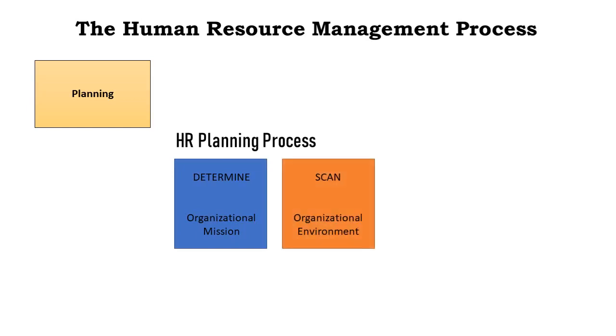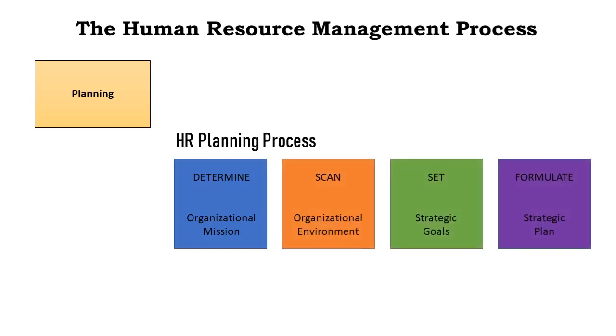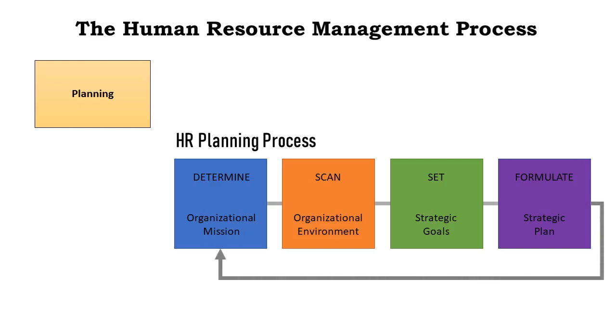So the HR planning process would basically involve the following. First is to determine the organizational mission. Then we scan the organizational environment. Then we set the strategic goals and then formulate the strategic plan. And then we go back to our mission when we are evaluating our HR planning process.